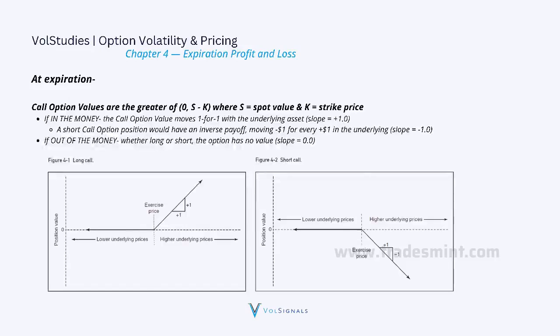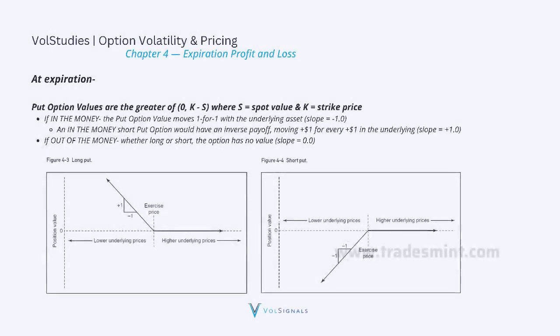If you were short that call, you'd have a delta of negative 100, or a slope of minus 1.0, as it would move just like you were short the underlying asset. An out-of-the-money call has no value and no slope. Effectively, at expiration, the delta is 0 or 100, and this is the concept that leads us to these payoff profiles, because the delta at expiration is going to be used as a slope on our graphs.